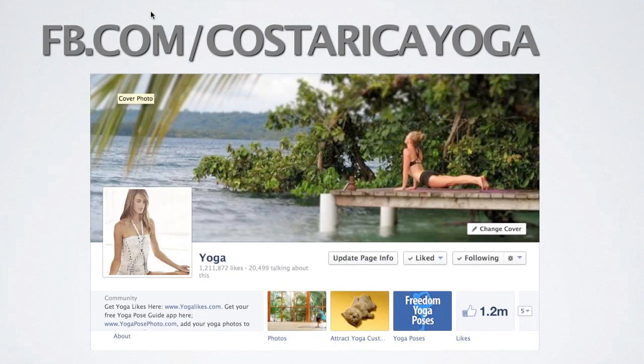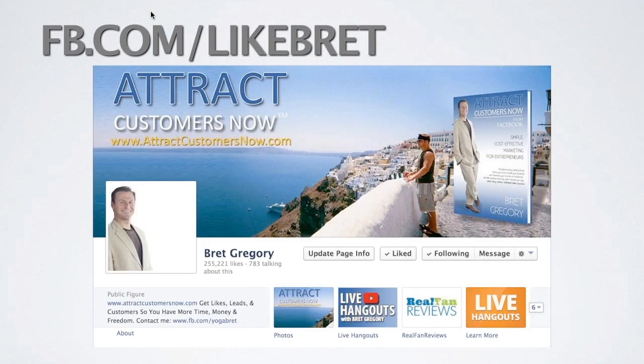And then this ad strategy, you can see here, doesn't just work for a page called Yoga or a page called Costa Rica. My page, Brett Gregory, took 4 months, and we got approximately 3 cents per like to build up this page that has 250,000 likes on it and generates approximately $20,000 a month in recurring revenue. Again, helping enlightened entrepreneurs attract customers now, which is in alignment with our life and business goals.